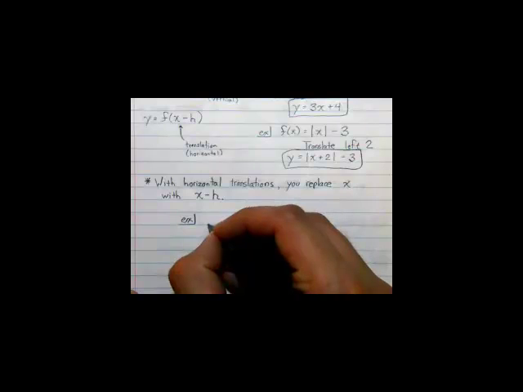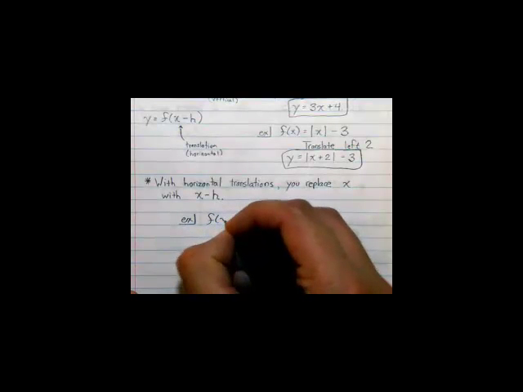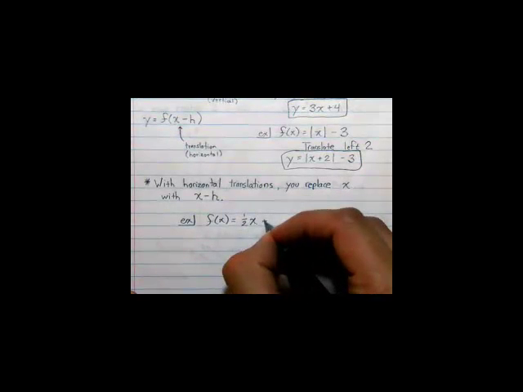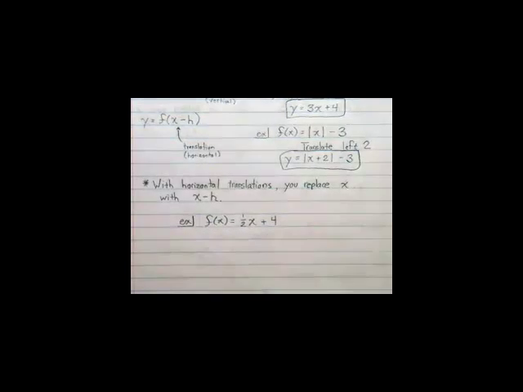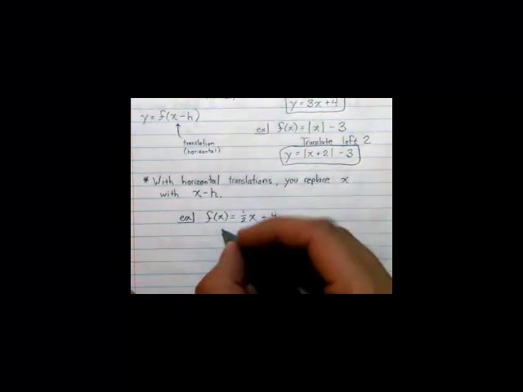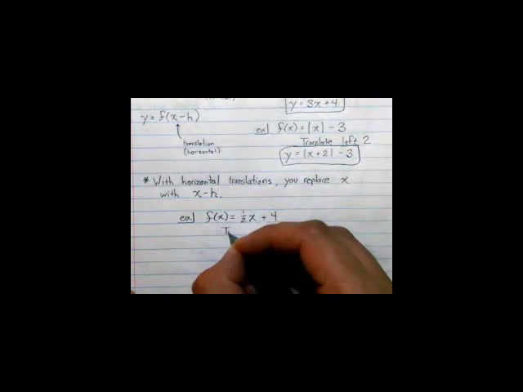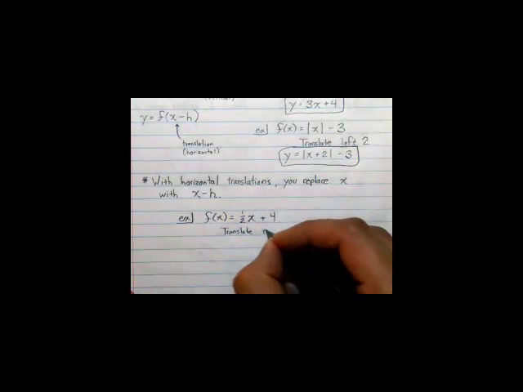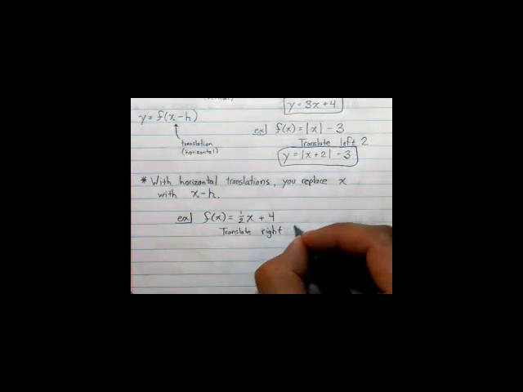So let's try this with linear, because with linear, sometimes it can be a little confusing. But if you remember this fact, I think it helps. So let's say I have a function f of x equals 1/2 x plus 4. Let's say that's what I'm starting with. And I want to translate, let's go to the right this time. To the right, 6.